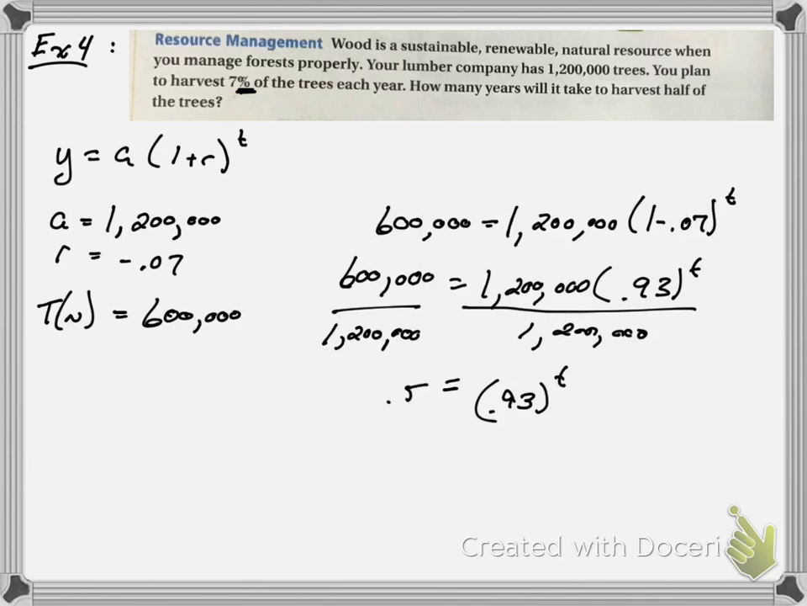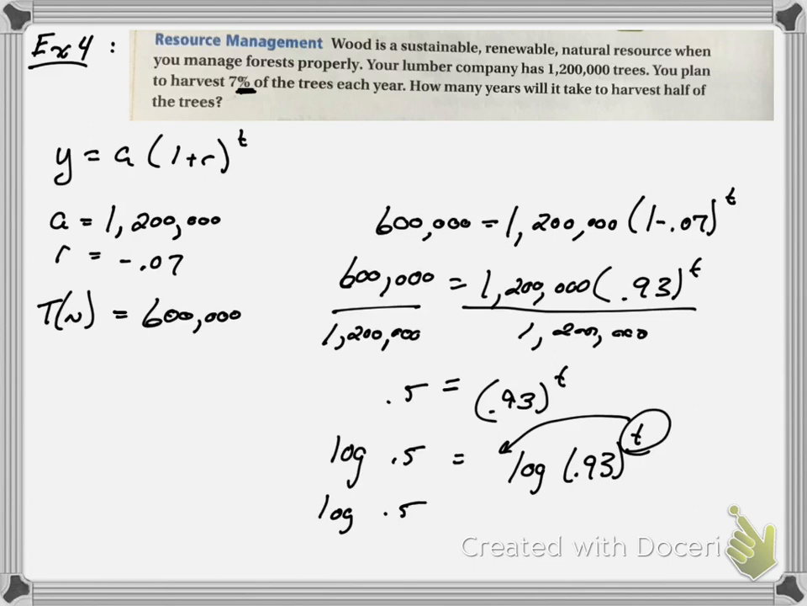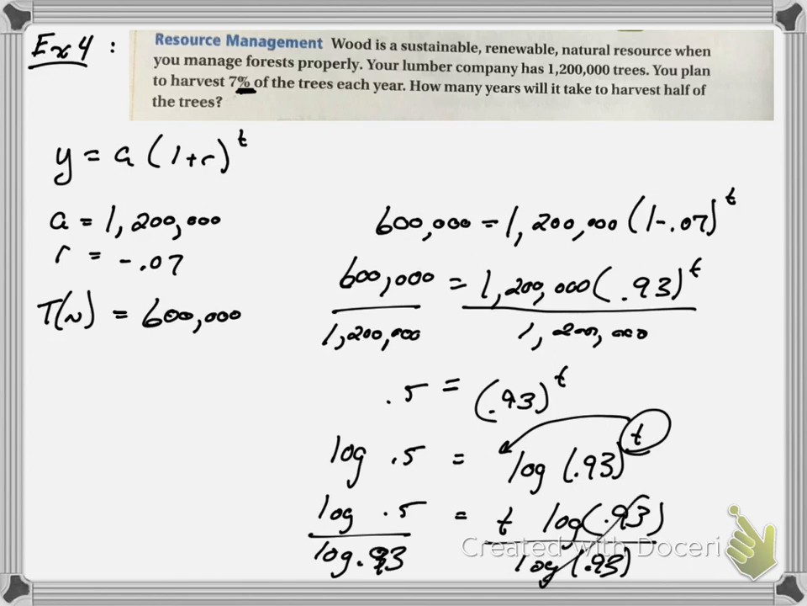So then what do we do? Well, again, we need to get that t down. In order to do that, I've got to take the log of both sides. Log of 0.5 equals the log of 0.93 to the t. Again, I could take that exponent and put it down in front. So that gives me the log of 0.5 equals t times the log of 0.93. How do I solve for t? Divide by the log of 0.93. That cancels, I end up with t, and t, or time, is approximately 9.55 years.